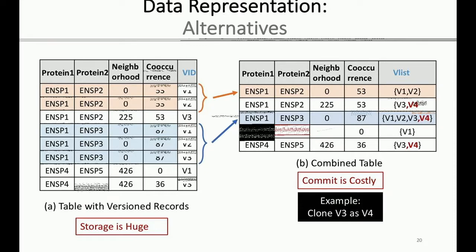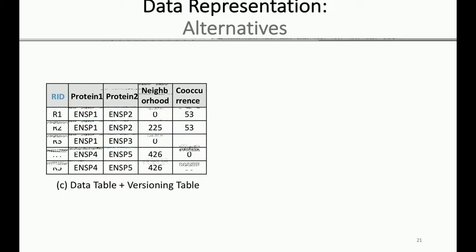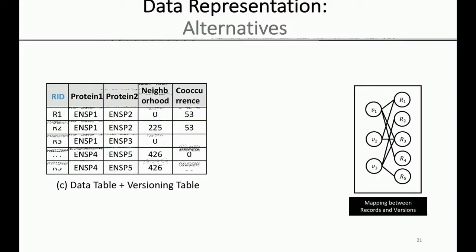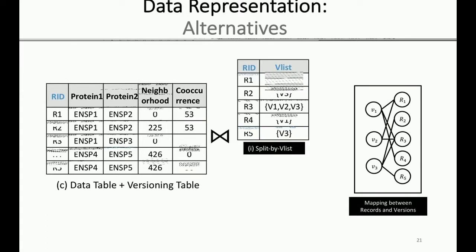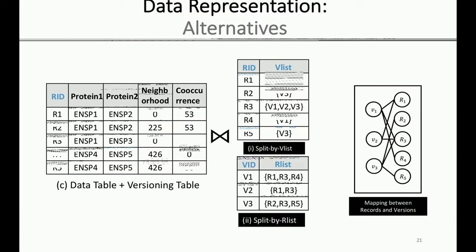So what about some other alternatives? One other way is we can separate the version information from the data information because they are independent of each other. Here we have a table showing the data table with an augmented record ID. And we need a mechanism to encode the versioning information from the version to the records. So one natural way is we can organize it based on record ID. And the other way is that we can organize it based on the version ID.